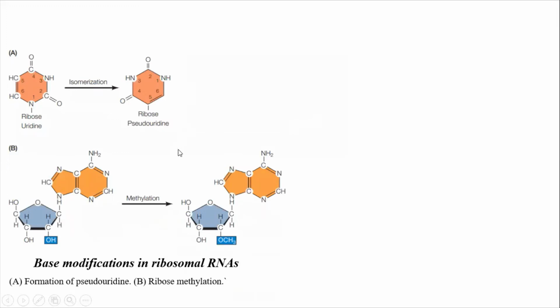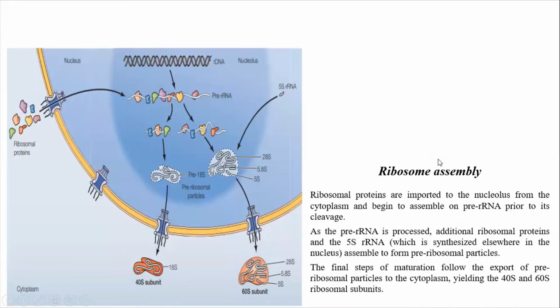Now, we have also talked about the base modifications in the ribosomal RNAs. If you remember the pseudouridine and ribose methylation, we talked about them when we were discussing tRNA, uridine and pseudouridine, right? So those are the base modifications which are important. You don't need to memorize the structures, it's okay, you can skip that slide.